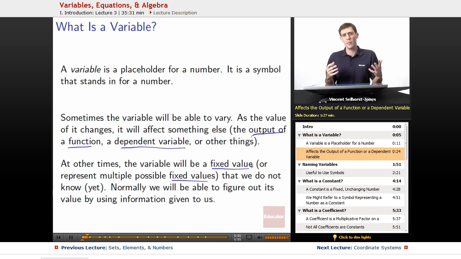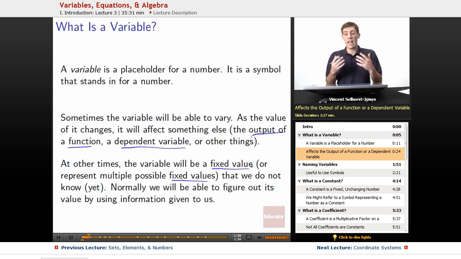So normally we're going to be able to figure out what it is based on the information given to us in the problem. Otherwise, it's probably not going to be a very good problem if we can't actually solve for what the variable is. So we'll almost always have enough information to figure out what this variable is. So that's the other possibility. A variable is something that we just don't know yet. It's a number that's been given a name because we're trying to figure out more information about it.